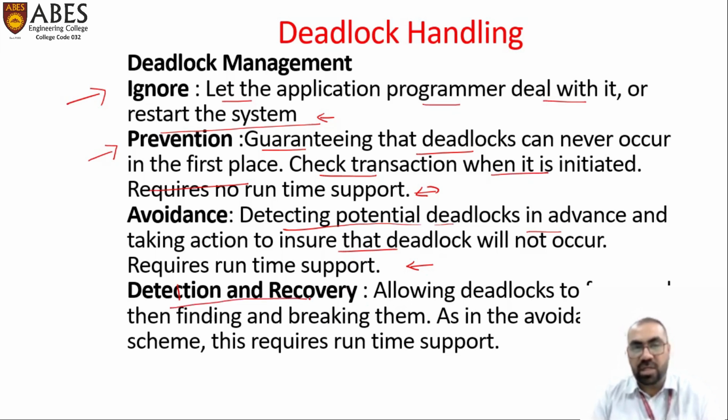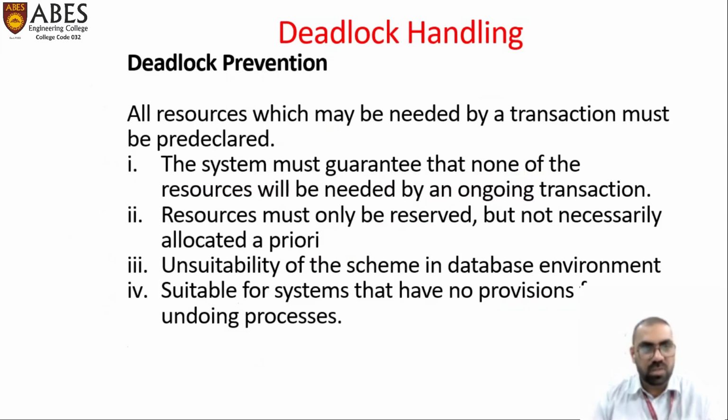Then the last is detection and recovery. If we find a deadlock, we have to recover from it. This means allowing deadlocks to form and then finding and breaking them. As with the avoidance scheme, this requires runtime support also. So again, avoidance is the better thing. Why do we need to detect and then recover? Now let us see how they deal with these problems.